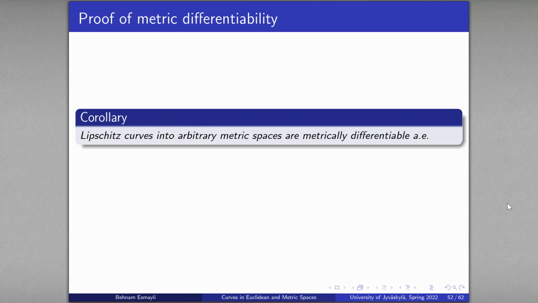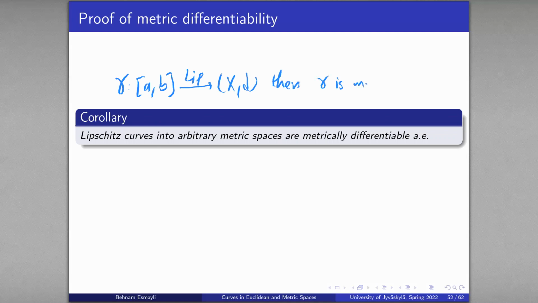Okay, the corollary of this is that we can prove this metric differentiability theorem using that. We want to show that if you have a Lipschitz curve into an arbitrary metric space, then gamma is metrically differentiable almost everywhere. We want to prove this using the previous result. But the previous result is about maps into L infinity. So what should we do?